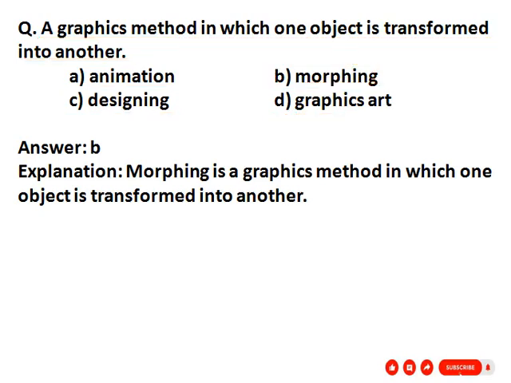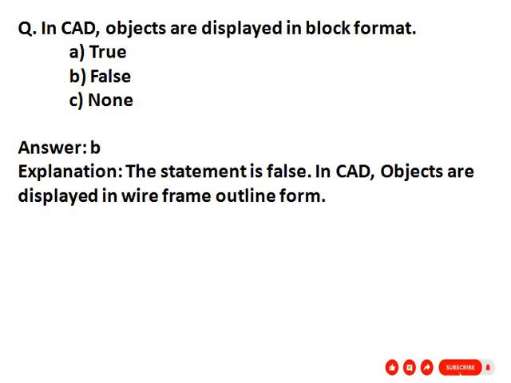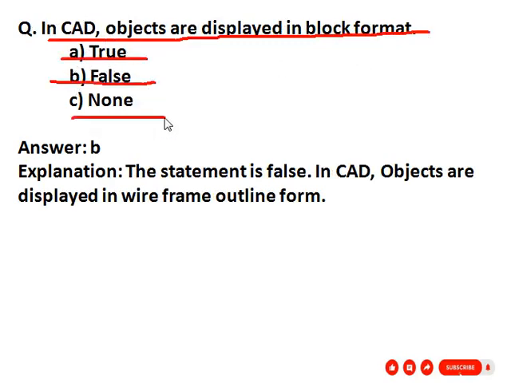Our next question. In CAD, objects are displayed in block format. Given options are A. True, B. False, C. None. Your correct answer is option B. False. The statement is false because in CAD, objects are displayed in wireframe outline form.